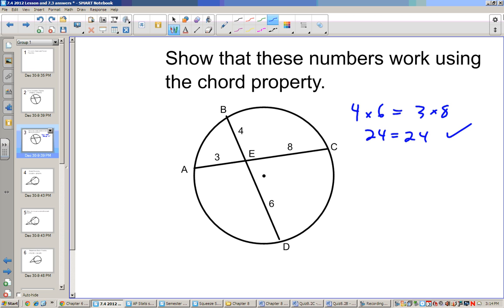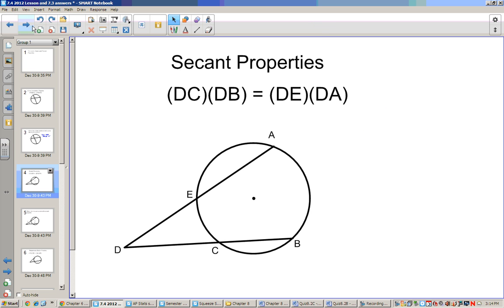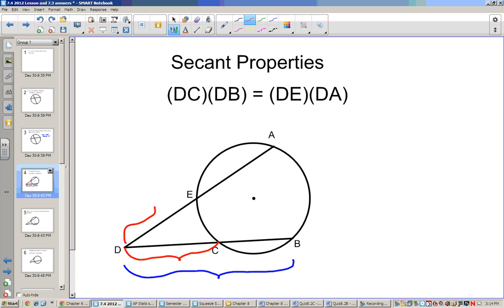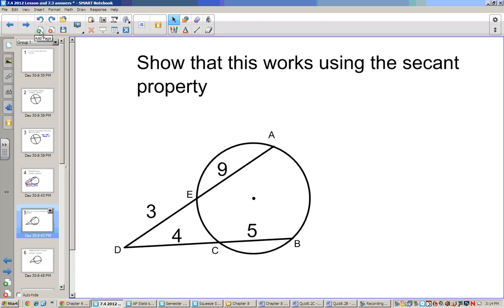Now we have a property dealing with the secants, which tells us that DC times DB is going to be equal to DE times DA. Now, we need to be careful with this one because it says DC times DB, which is this one, is going to be equal to DE times DA. So DA is the long one and DB is the long one. A lot of people get confused with this as we roll on to this next problem.